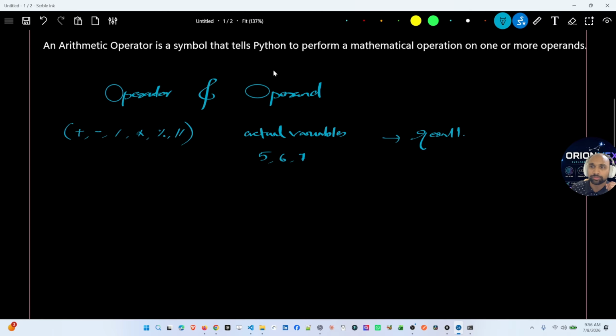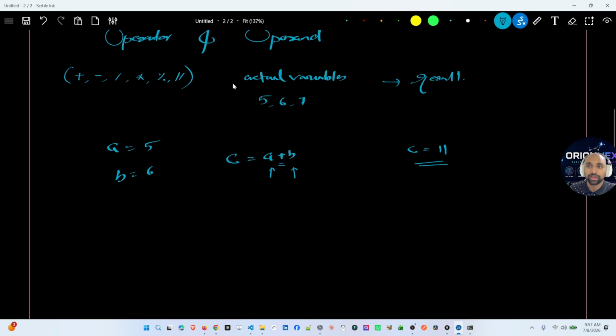Suppose you take an example: a equal to 5, b equal to 6, c equal to a plus b. Here, this is the operator and these are the operands, so we will get the result c equal to 11. This is what an operator means. Let's go ahead and see the operators one by one. What are the arithmetic operators?